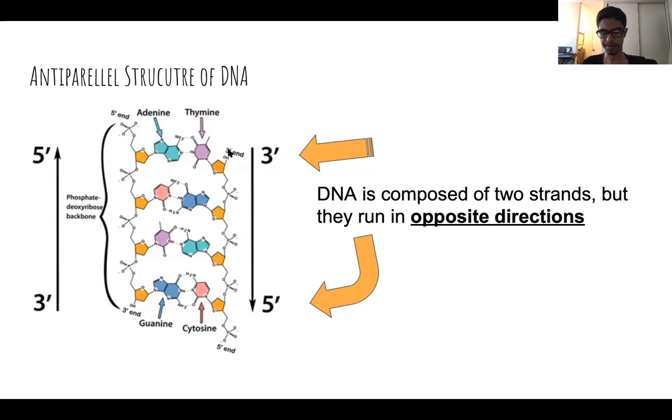And yeah, this antiparallel, as I mentioned here, they run in opposite directions. And just for example, if you have a 5' end with a phosphate group on the left, then you should know that on the right, on the other strand, it should be a 3'. Start with a 3' end, and then to 5' and vice versa. So again, just know that DNA is antiparallel.